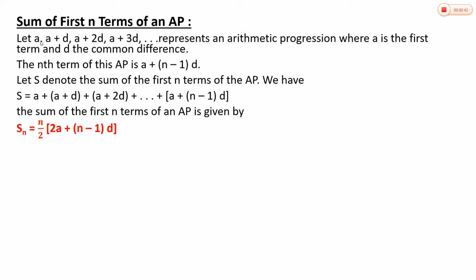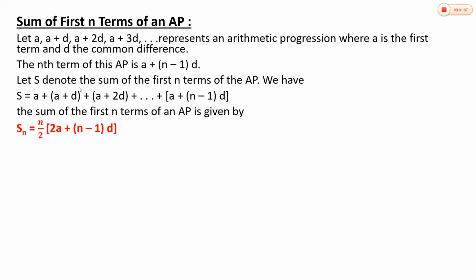Let a, a plus d, a plus 2d, a plus 3d represent an arithmetic progression. You know that this is the general form of an arithmetic progression where a is the first term and d is the common difference. Then the nth term of the AP is given by a plus n minus 1 into d.